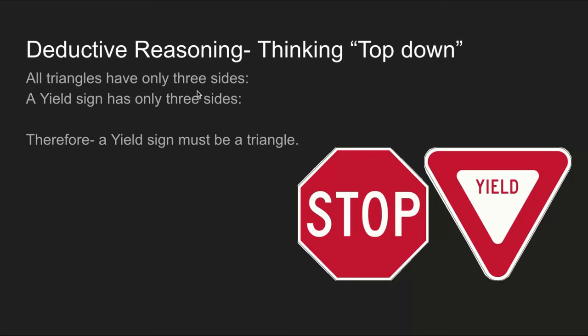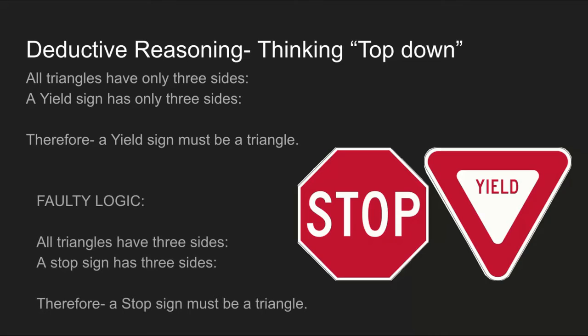It works. It follows. The biggest rule for deductive reasoning is that your last result, your conclusion, your therefore, it must be true. If your conclusion might not be true, it is not deductive reasoning, or at least that deductive reasoning is not complete. So let's look at some faulty logic. All triangles have 3 sides. A stop sign has 3 sides. Therefore, a stop sign must be a triangle.